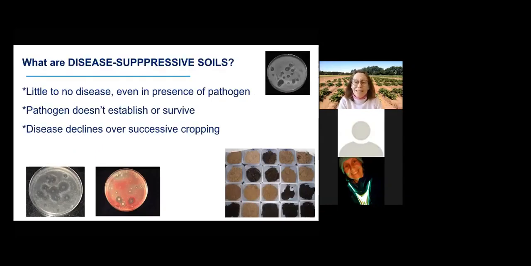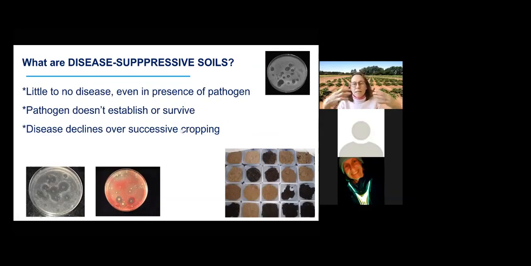All right, what are disease suppressive soils? I'm sure many of you already know how they're defined. In a nutshell, a disease suppressive soil is a soil in which disease, and usually one, maybe a couple of diseases, have disappeared. That is, they're soils in which there's little to no disease on a susceptible crop, even when the pathogen is present. They're soils also in which introduction of a pathogen fails. Pathogens don't establish or survive in that soil.